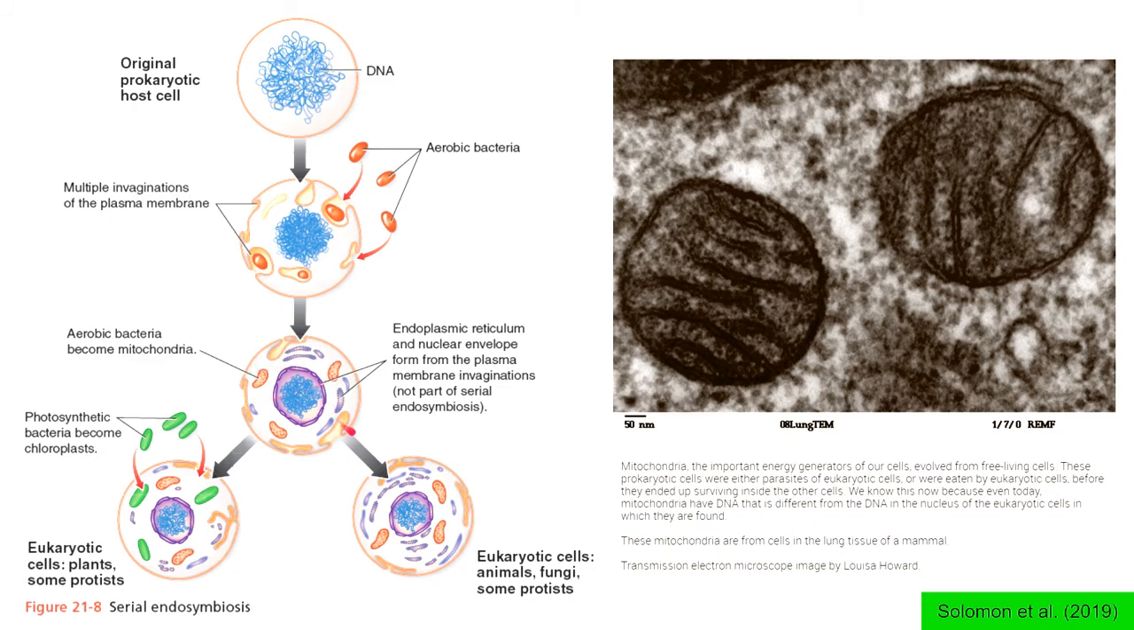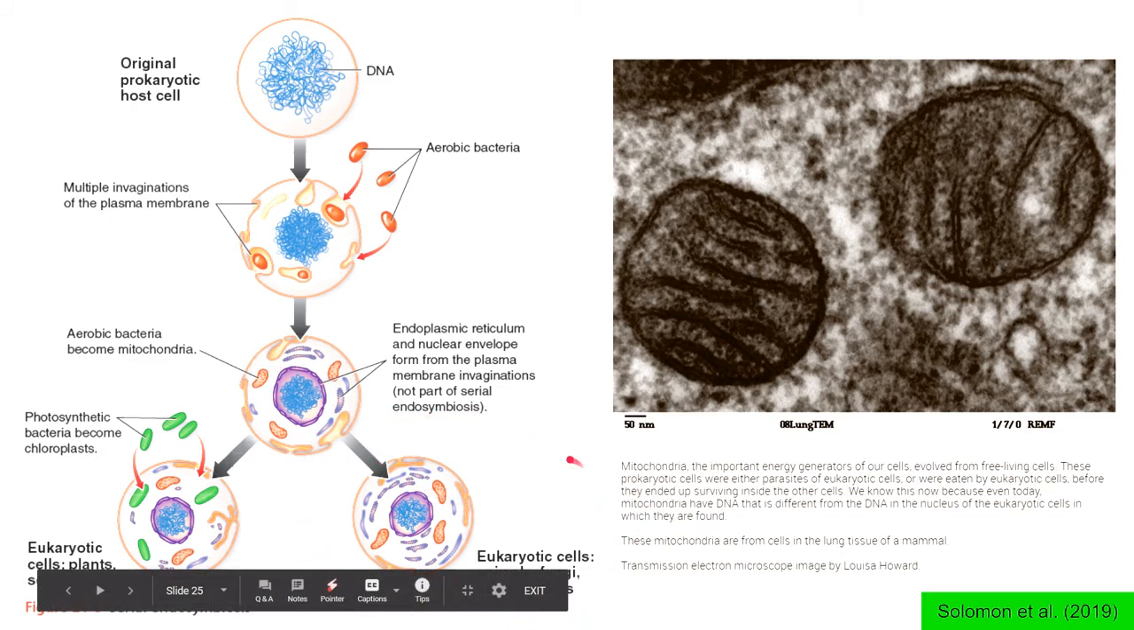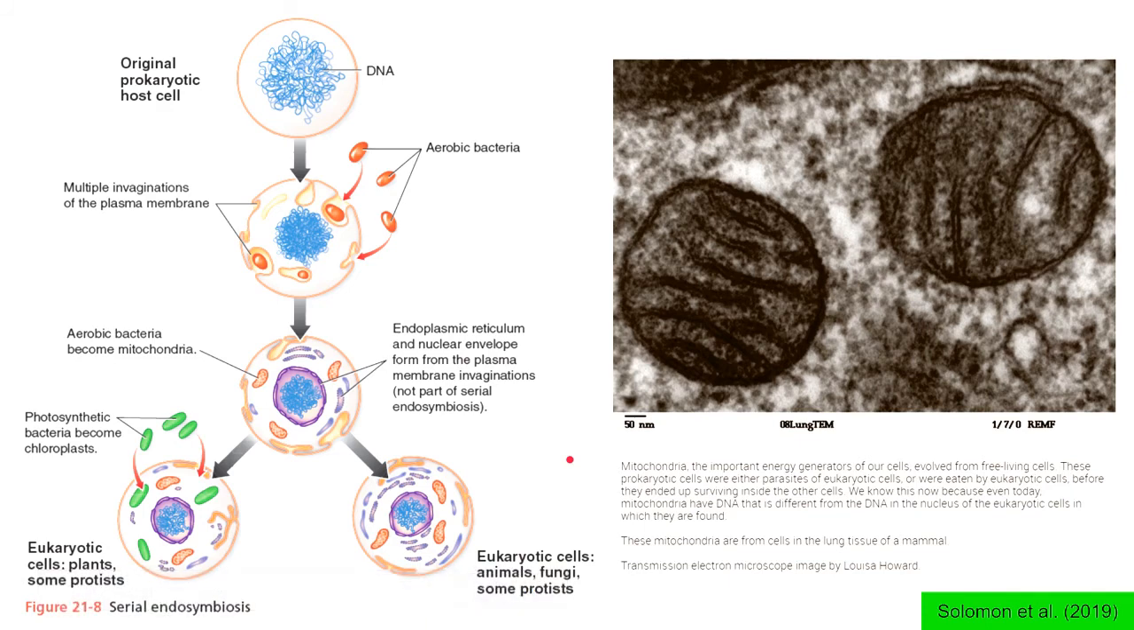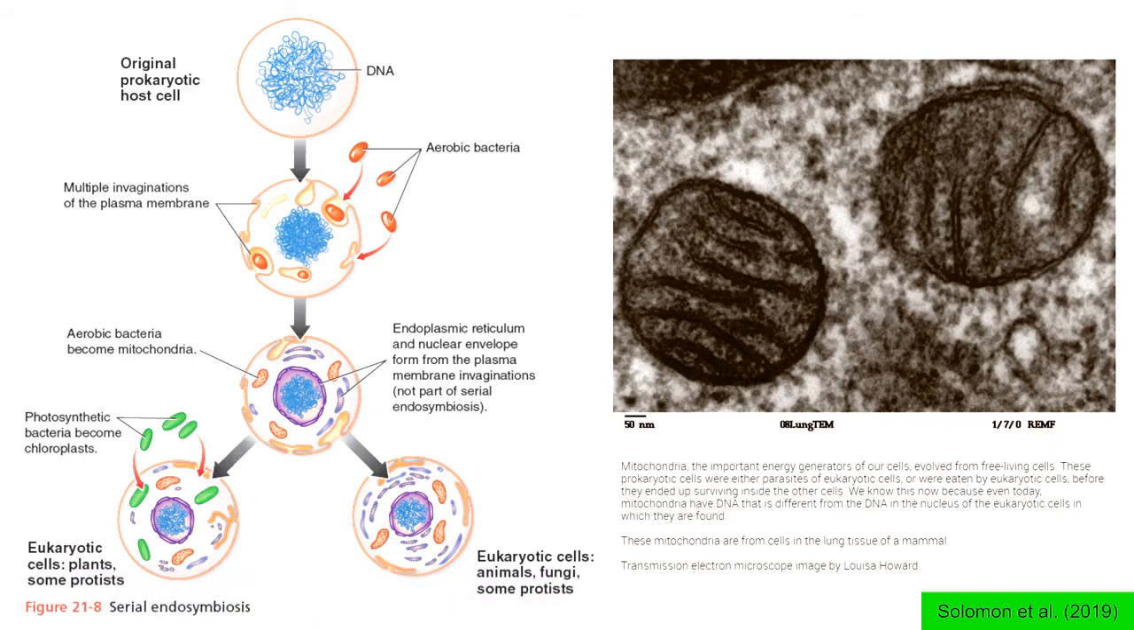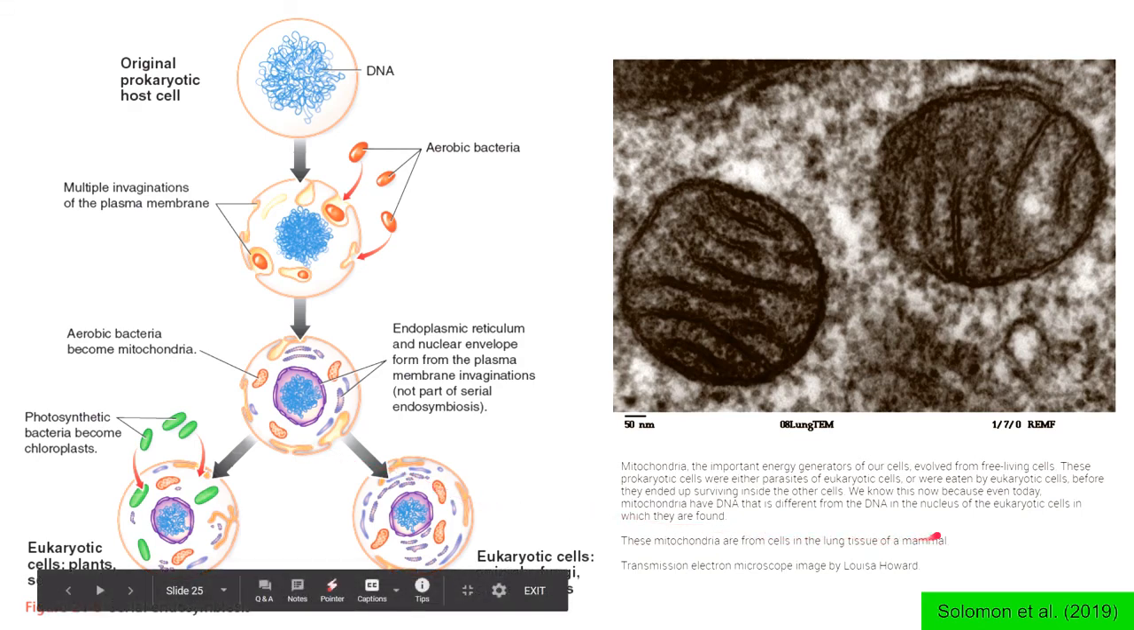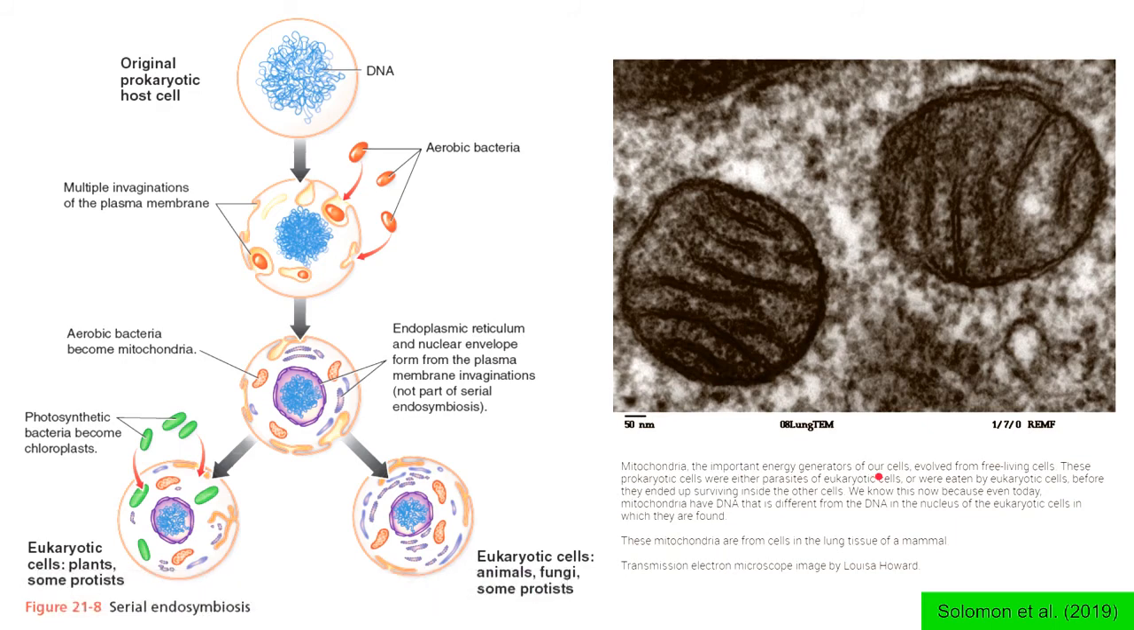Then eventually that gave rise to your eukaryotic cells, such as animals, fungi, and some protists. Now this one further engulfed photosynthetic bacteria, your cyanobacteria, which eventually became the chloroplasts. So this group of eukaryotic cells eventually evolved to become your photosynthetic plants and some protists. This next one is an image of mitochondria, the important energy generators of our cells. We've studied this in animal and plant cells.